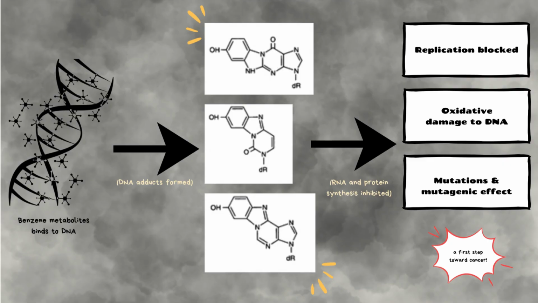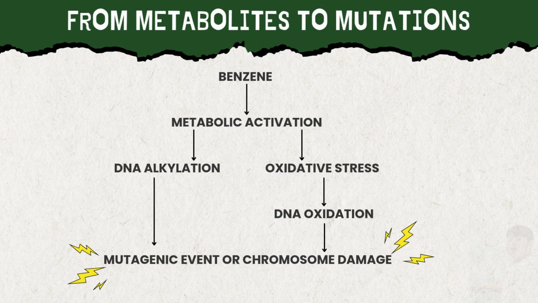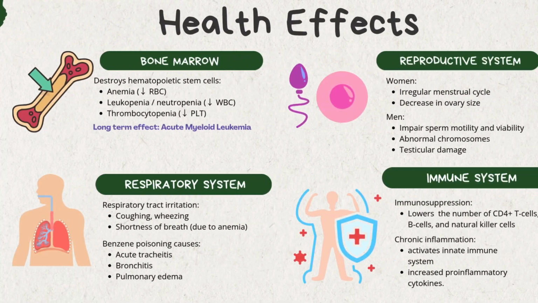Because of this, the structure of DNA becomes damaged. This DNA damage leads to several harmful cellular effects, such as replication being blocked, RNA and protein synthesis being inhibited, and mutations accumulating, causing chromosome abnormalities. Altogether, these processes result in mutagenic events, which are often considered the first step towards cancer development, especially leukemia. So in summary, benzene enters and becomes reactive metabolites, which then attack DNA, leading to mutation.